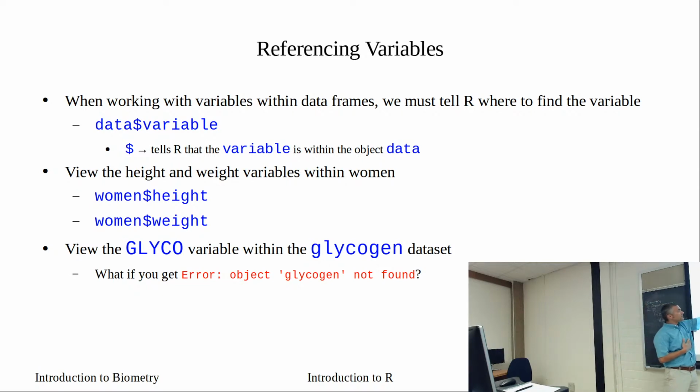So we viewed the height variable in women. You can do the same with the weight and see the weight variable. All right? And you could do that in the same chunk if you wanted to, so you didn't have separate chunks. And once you've confirmed that, now view the glyco variable that is in our glycogen data set. See if you can do that.